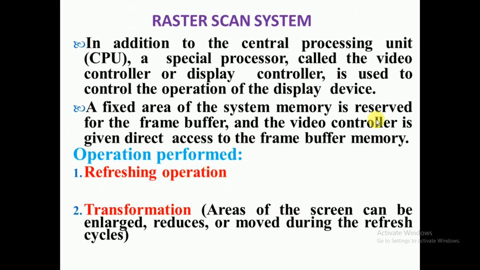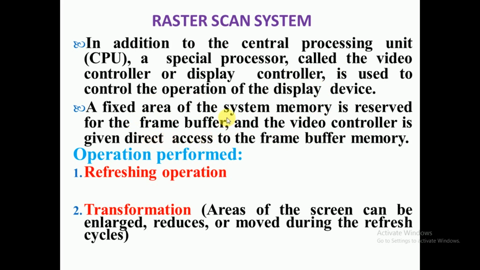That's why exclusive memory is available. As I told, frame buffer is nothing but a memory. Here you are exclusively reserving memory for the frame buffer, and the video controller is given direct access to the frame buffer memory. That's why I told you, the output of your computer graphics application is already available in the frame buffer.